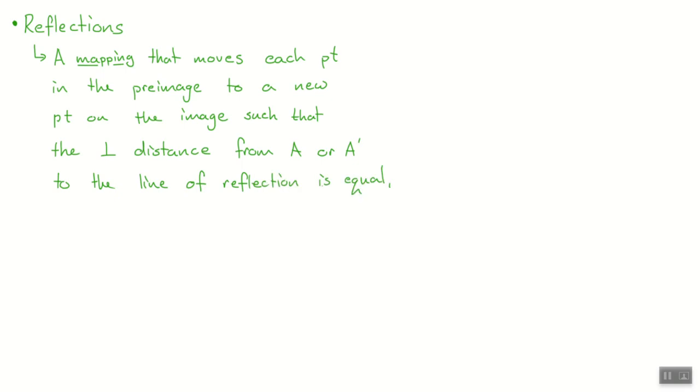Now, this is the wordiest definition, I hope, that I'll give you all year long. A mapping that takes each point from the preimage to the image in such a way that the perpendicular distance is the same from that line of reflection. Okay. We're going to make sense of this, and we're going to do it in 2 different ways.